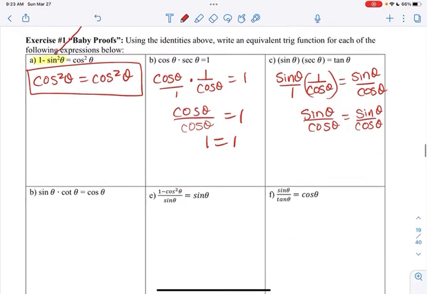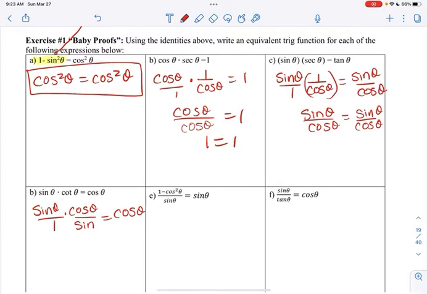So that's all good. And if I come down here, sine of theta, I'm just going to leave as sine of theta. Cotangent is cosine over sine. And on the right, I just have cosine. Well, the sines on the left cancel, and I just have cosine of theta equals cosine of theta. Done.